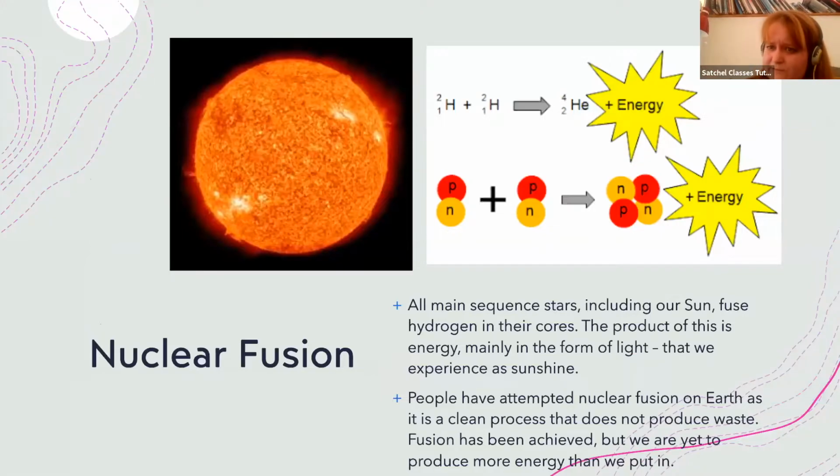So what nuclear fusion is. The sun is a main sequence star. It's producing a lot of energy, a lot of light. All main sequence stars, including our sun, fuse hydrogen in their core. So you've got an equation here. Hydrogen and hydrogen fuse together, stick together to form helium and release a lot of energy. Most of that energy is in the form of light, which we experience as the sun shining in the sky.